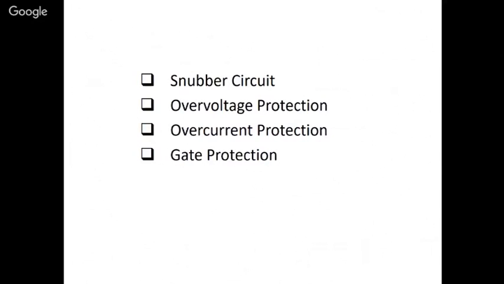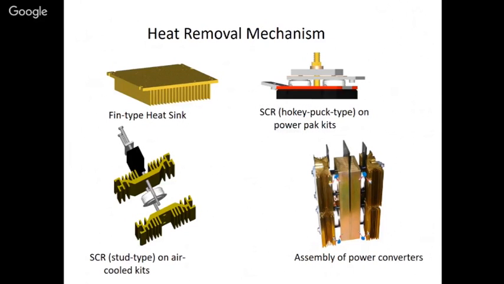So next is the protection of a thyristor. That is also very important. So you have the snubber circuit, overvoltage and overcurrent protection, and the gate protection. These are the different protection circuits. First, the heat sink. The heat sink is a very important device which is used for protection of a thyristor.